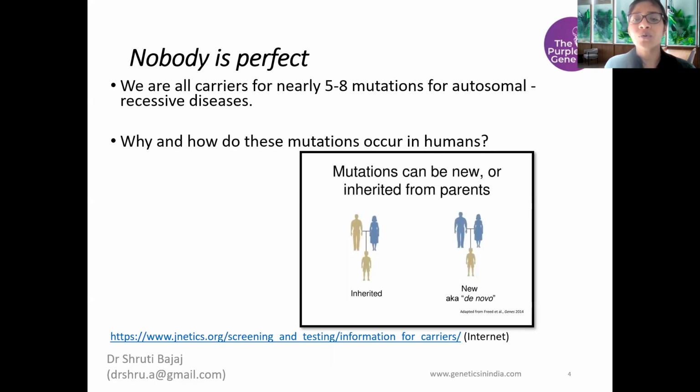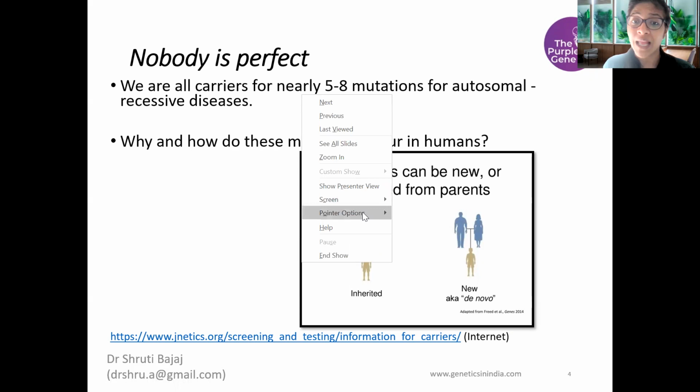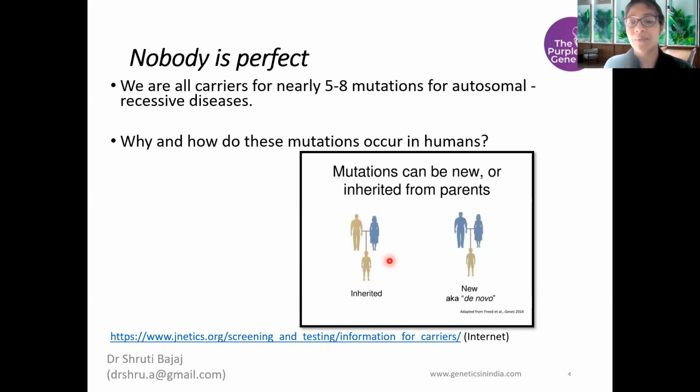Why and how do these errors or mutations occur in humans? Some of the mutations are inherited. We get them from our parents, either one of them or both of them. Whereas certain mutations occur de novo. It is not inherited from the parents. Occurring de novo means occurring on its own in nature.